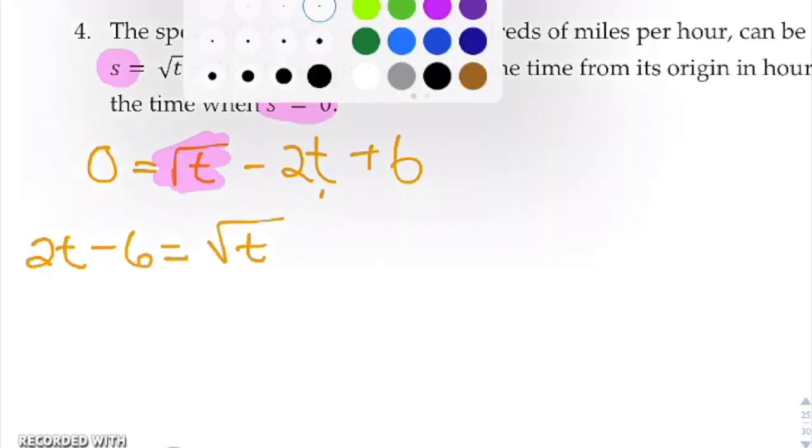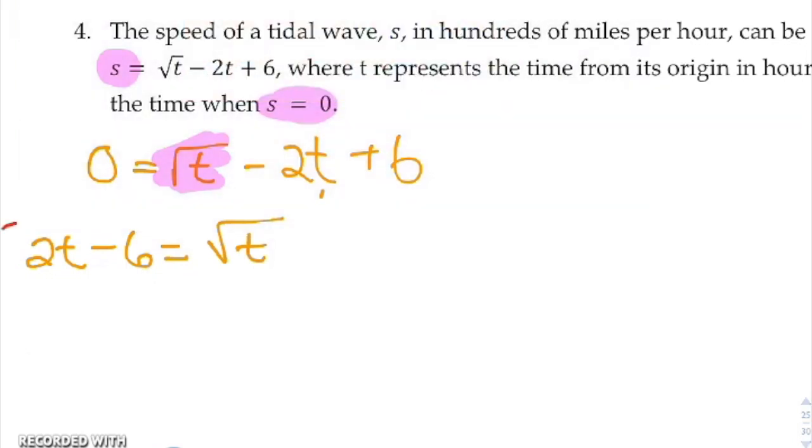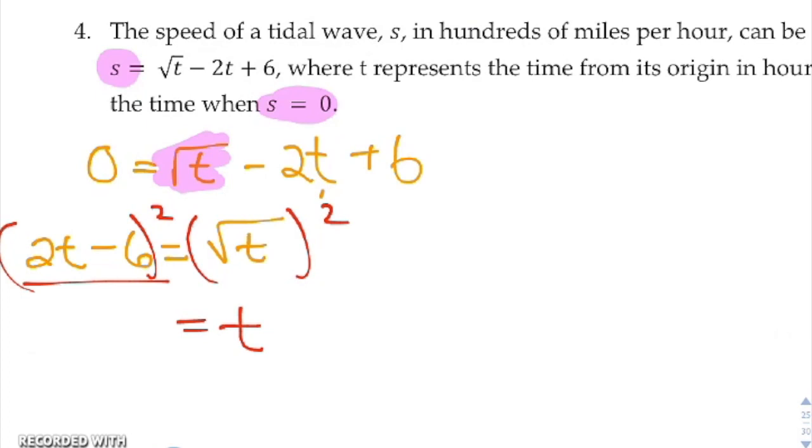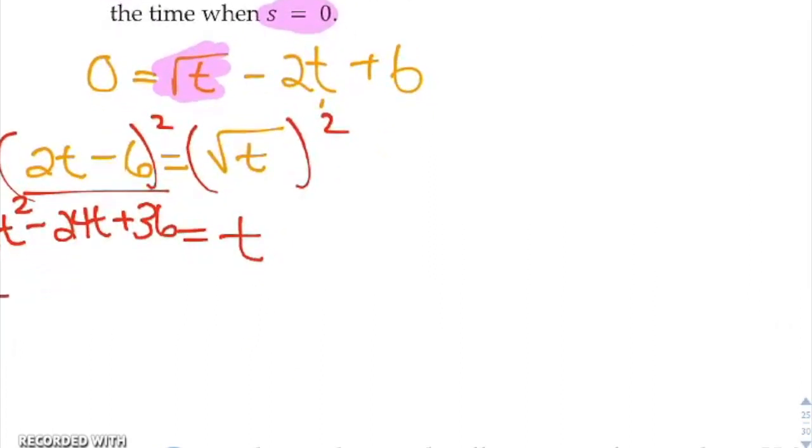Now, from there, once my radical is alone, I can square both sides. And so the right side is just going to equal t. The left side, I'm going to actually need to multiply out 2t minus 6 times 2t minus 6. That comes out to be 4t squared minus 24t plus 36. And so now I have a quadratic. So I'm going to get it to equal 0.